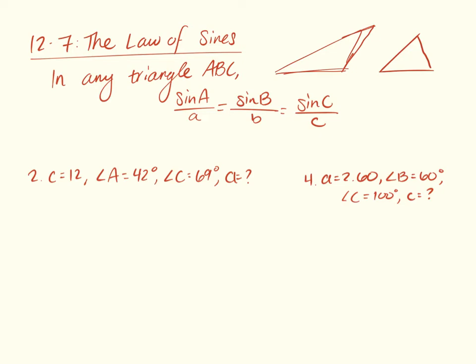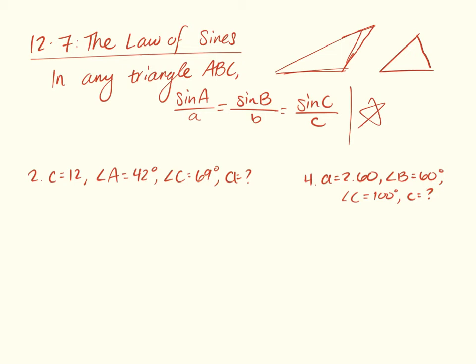In any triangle ABC, sine of A over length of A is equal to sine of B over length of B is equal to sine of C over length of C. This is all that we've got for law of sines, okay? So it's going to be a little bit easier to use than law of cosines, which can be unwieldy sometimes. So let's look at number 2.